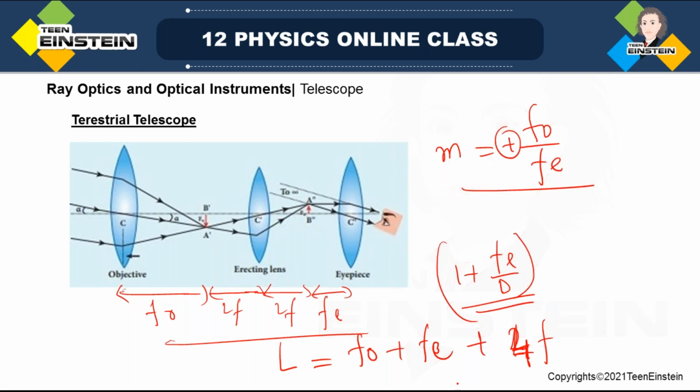Okay, with this we'll stop it here. One more point. Actually, the resolution or the intensity of the image in a terrestrial telescope will be a little less, because there will be some reflection by this erecting lens. So because of that, the intensity of the final image will be a little less. Okay, so those are the drawbacks.